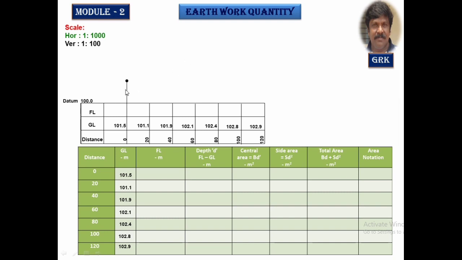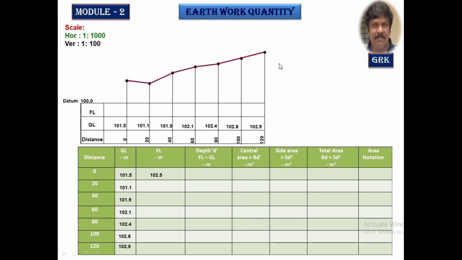I'll mark the first point. 101.5 minus 100 will get me 1.5. I'll mark it to a scale of 1:100, like this. So we're going to mark all the vertical ordinates of the ground level. This is the profile of the ground level. Join them by straight lines. This is the given profile of the ground level.